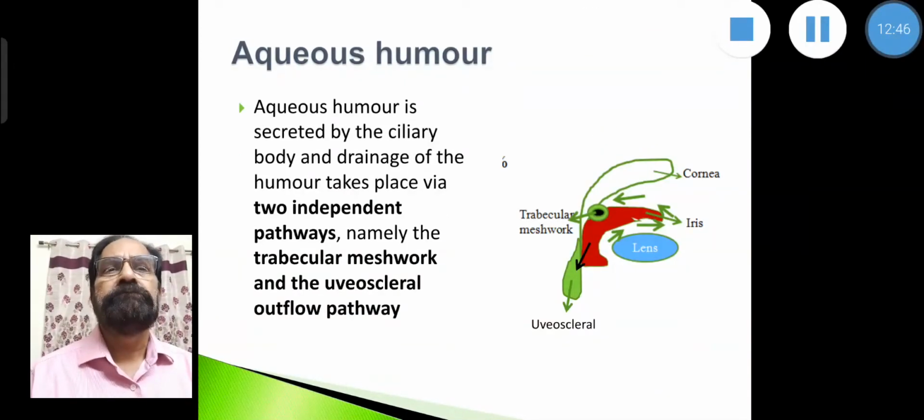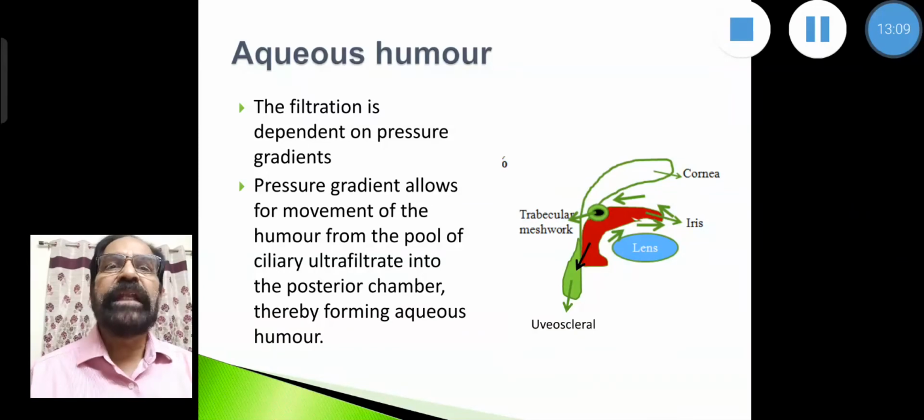Aqueous humor is secreted by the ciliary body, and the drainage of the humor takes place via two independent pathways, namely the trabecular meshwork as shown in the picture, and also the uveoscleral outflow pathway that is also shown in the picture. The filtration is dependent on pressure gradients. The pressure gradient allows for movement of the humor from the pool of ciliary ultrafiltrate into the posterior chamber, thereby forming aqueous humor.